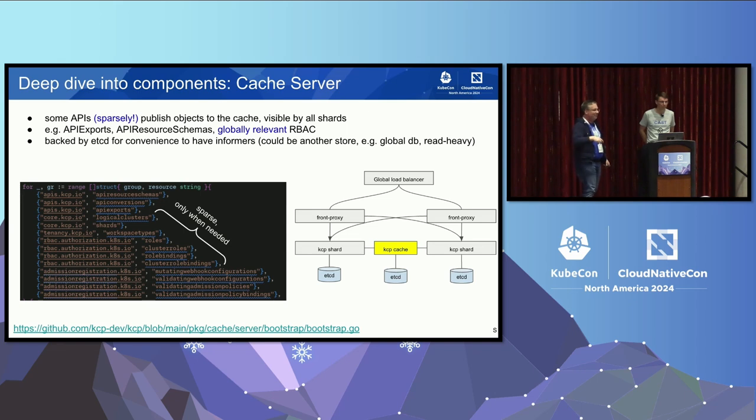But it doesn't really have to be. One could imagine some distributed database behind. Doesn't really matter. We make use of the Informer interface. So we use watches and lists, the normal infrastructure from Kubernetes, to ask the cache server whether it knows about an object. So it's convenient basically to make it an API server itself. But technically, it doesn't have to be.